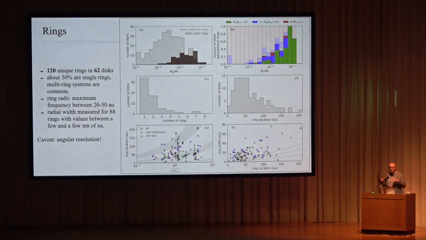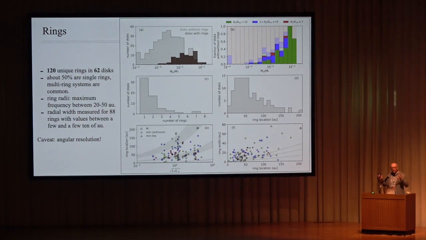Okay, so now that we have this rough classification, we can try to get some statistics. Rings are observed in 62 disks. There are multiple ring systems. We have a total of 120 unique rings. About 50%, however, are single rings. But it also means that another 50% are multiple rings, and you can have up to 7, 8 rings.